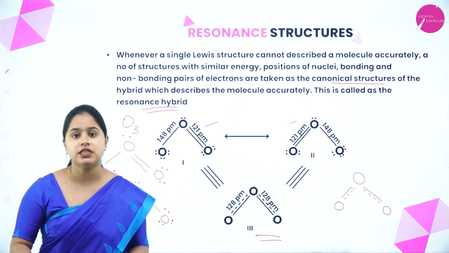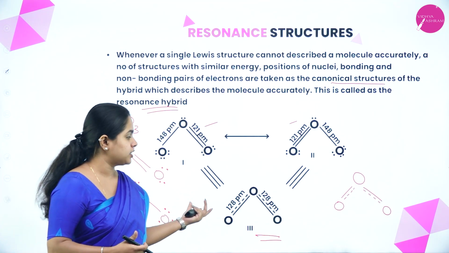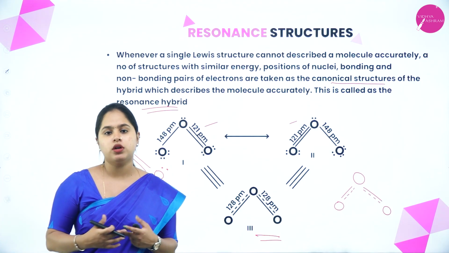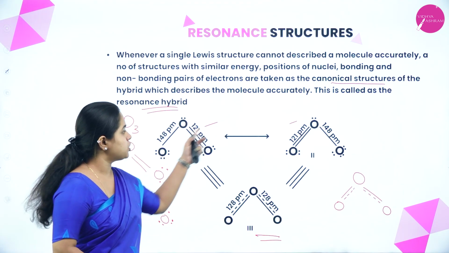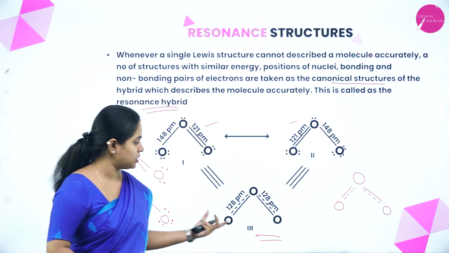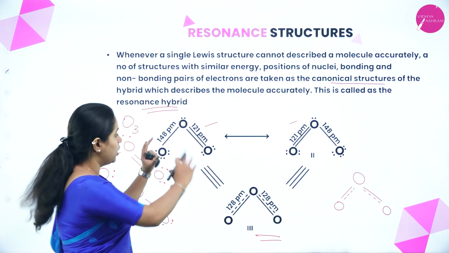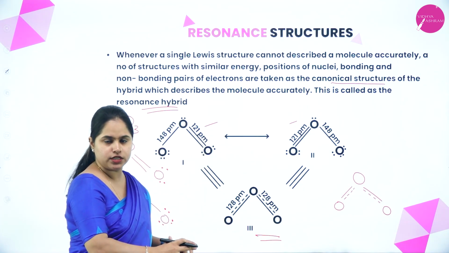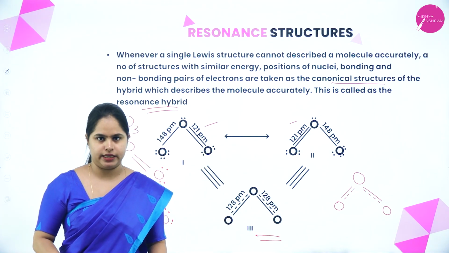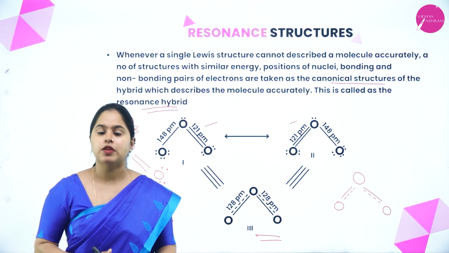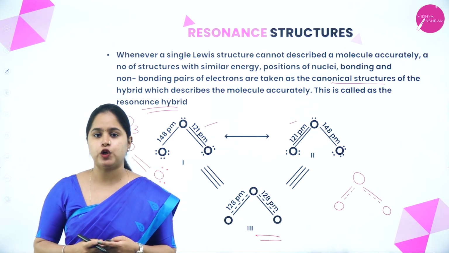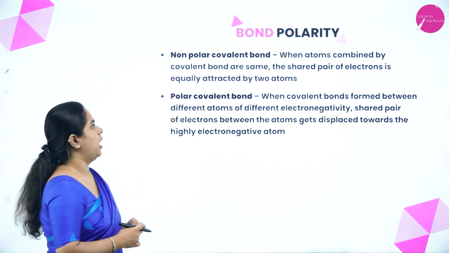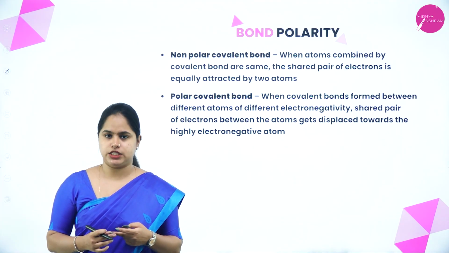So, less energy means more stable, right? Hence, the resonance hybrid has more stability. Clear? So these 2 structures are called canonical structures, and the final structure that you obtain will be a mixture of both of these. That is why it is represented like that. So it's called the resonance hybrid. I hope resonance structures are clear to you. Now moving on to the next part, that is bond polarity.